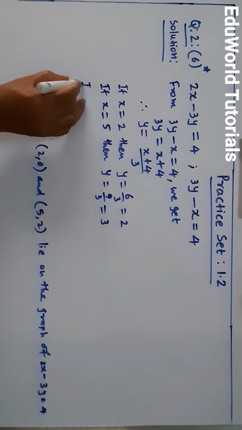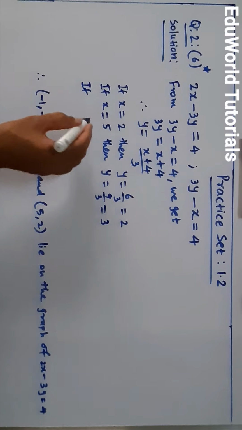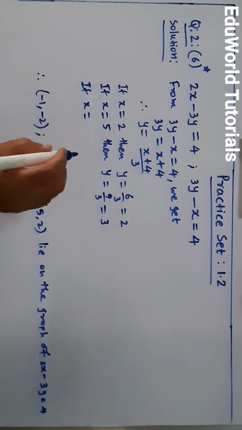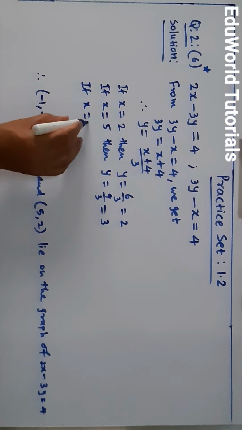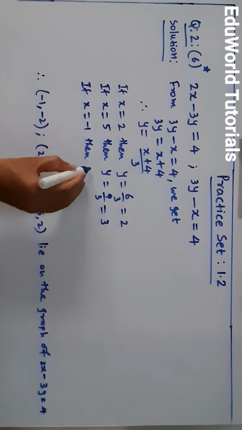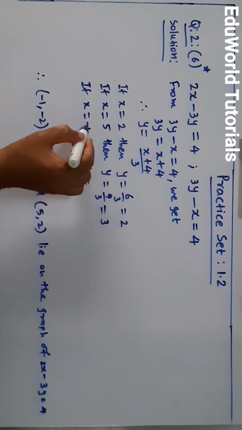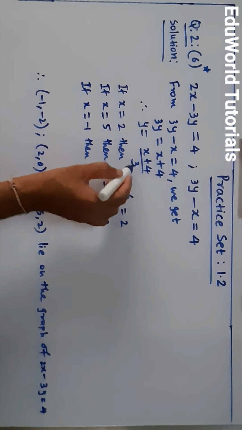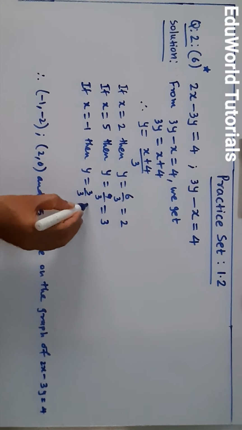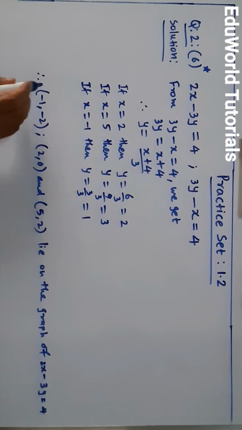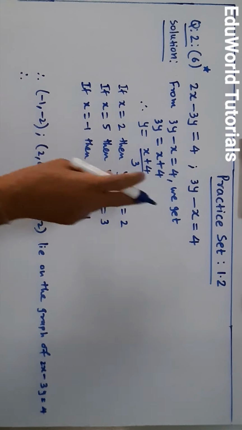And it's not that I always have to take a positive value. I can take a negative value also. If x is equal to -1, then what happens? y is equal to -1 plus 4, that is 3. 3 by 3 is 1. So I got 3 points to be plotted for the other equation.